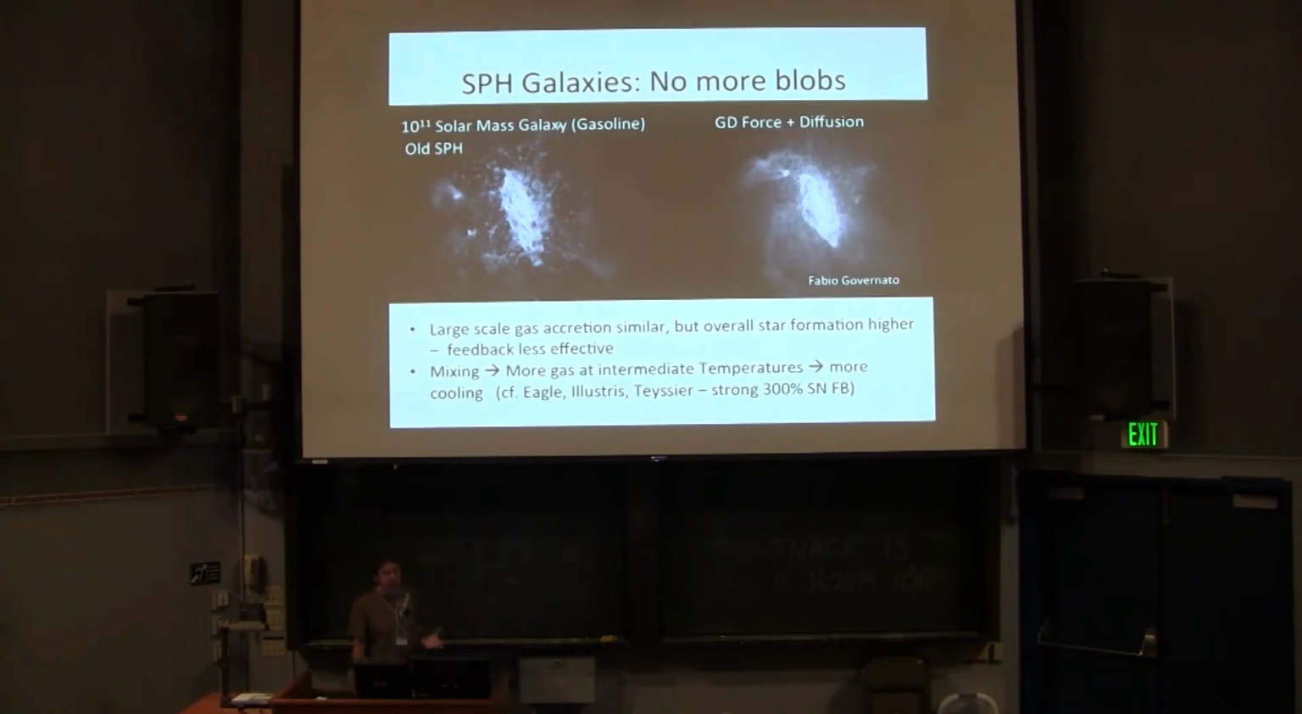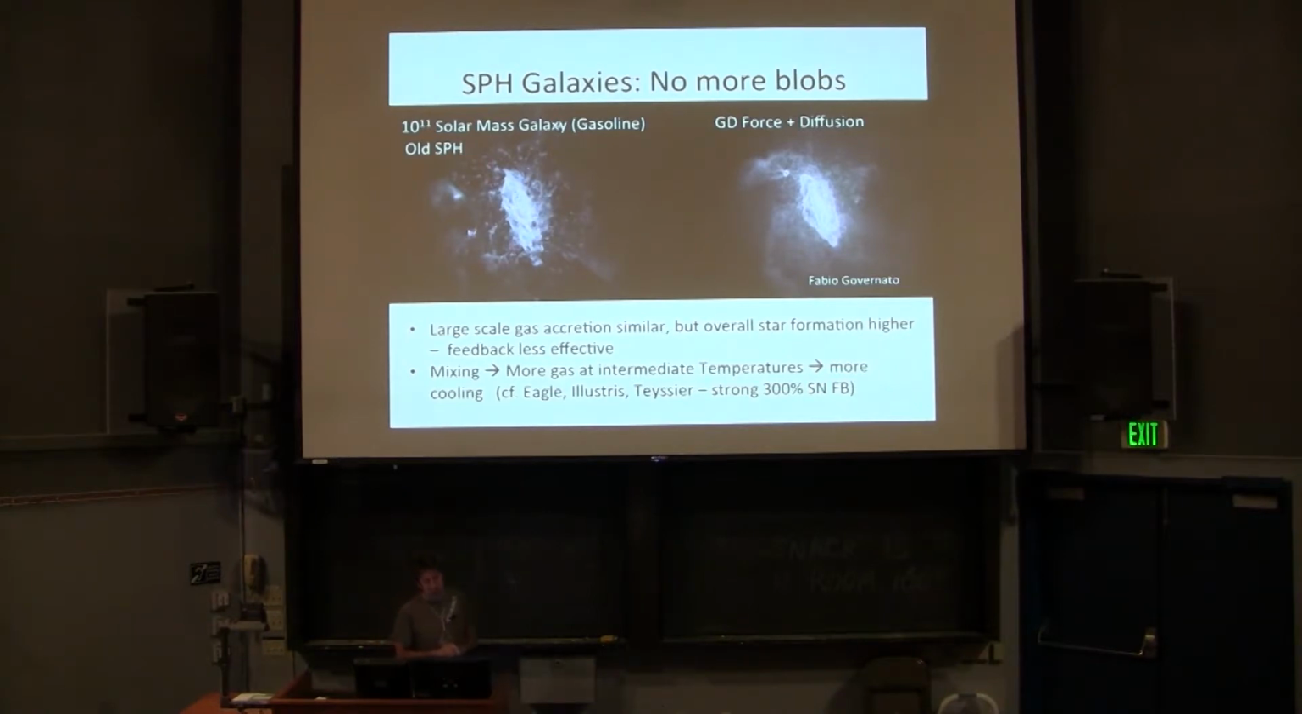So the bottom line is that SPH galaxies have no more blobs, but actually I don't think the blobs were a big deal. We found that when we switched to different versions of SPH, it didn't actually change the accretion rates or any of those things all that much. So even though it looks ugly, it didn't actually change the rate at which you accrete gas and build up mass within your galaxies very much at all.